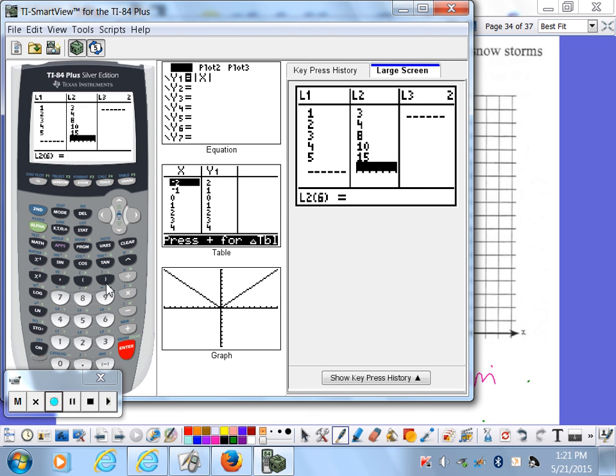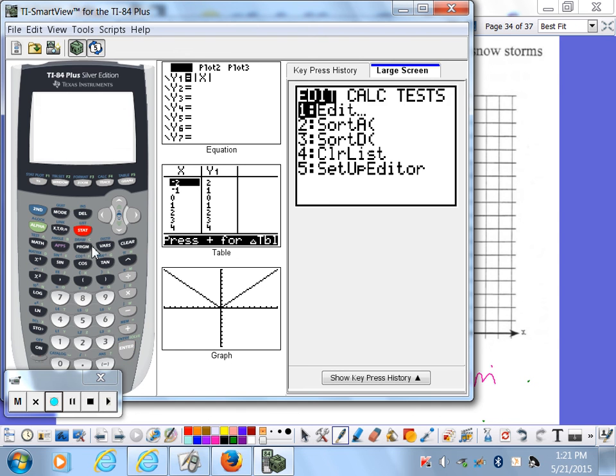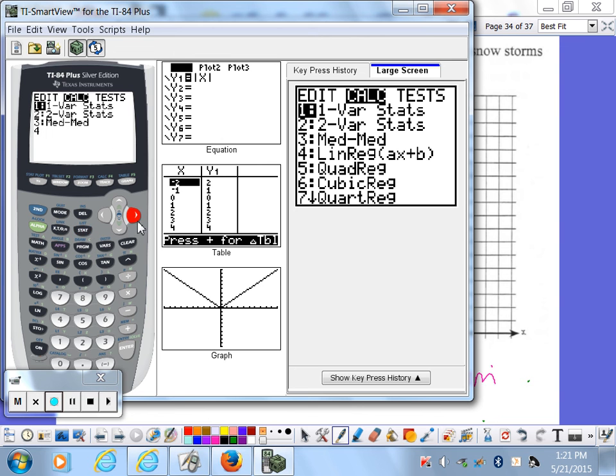Okay, and to find the line of best fit, these are the steps that you need to know. So we're going to hit the Stat button once all our data is in. I want to calculate something, so I'm going over to Calc. And remember, we used to use option 4, LinReg. Remember, the line of best fit is also called a linear regression.